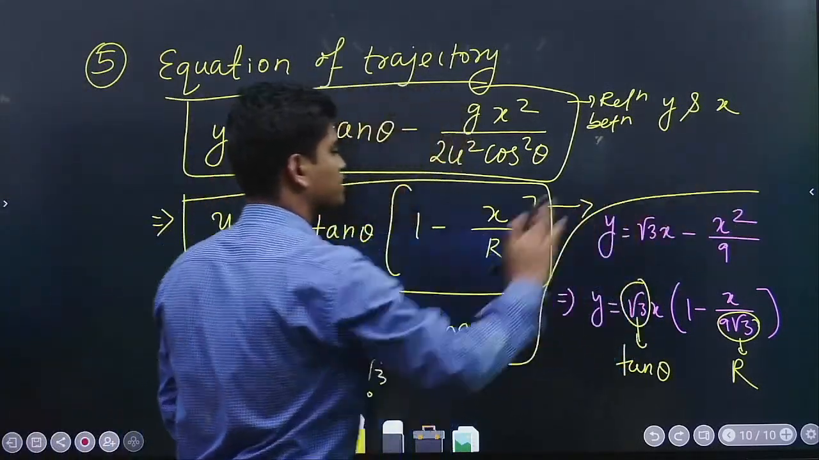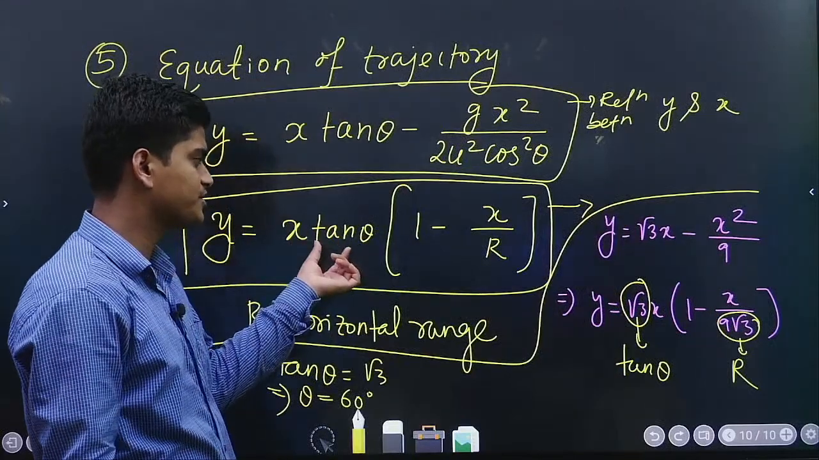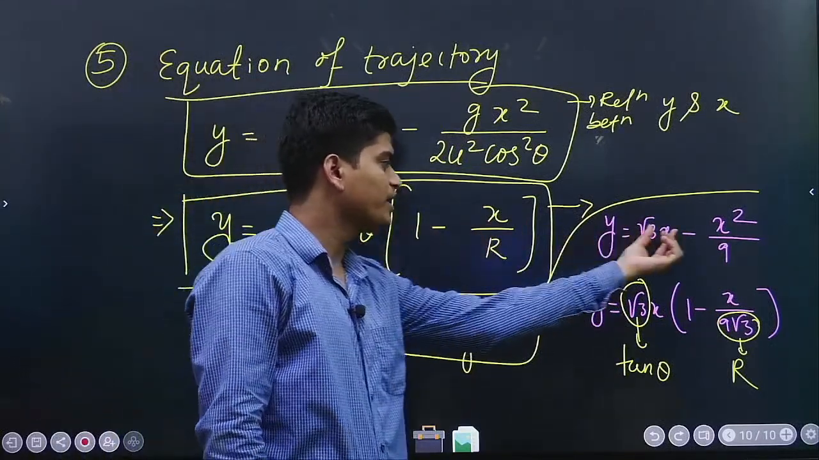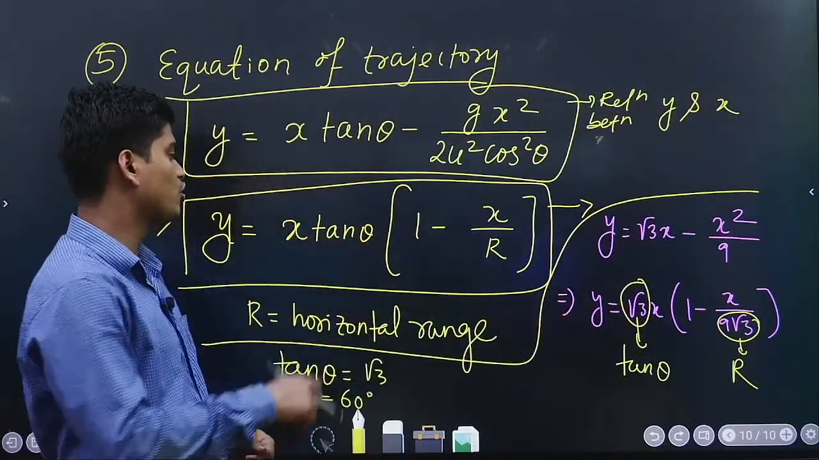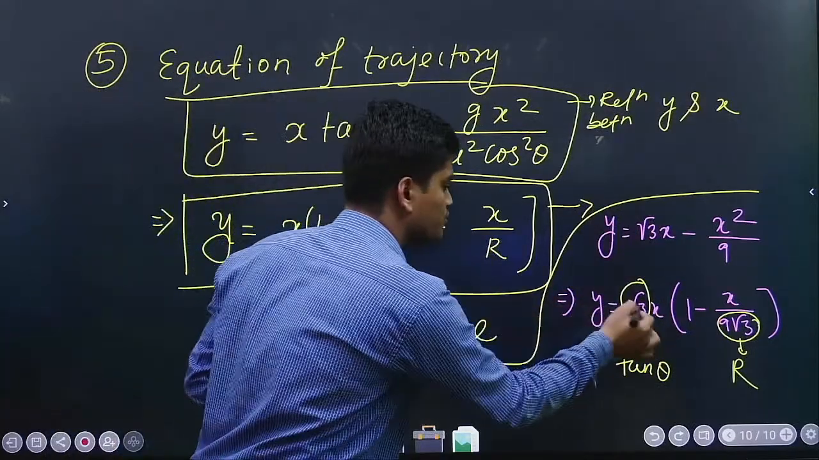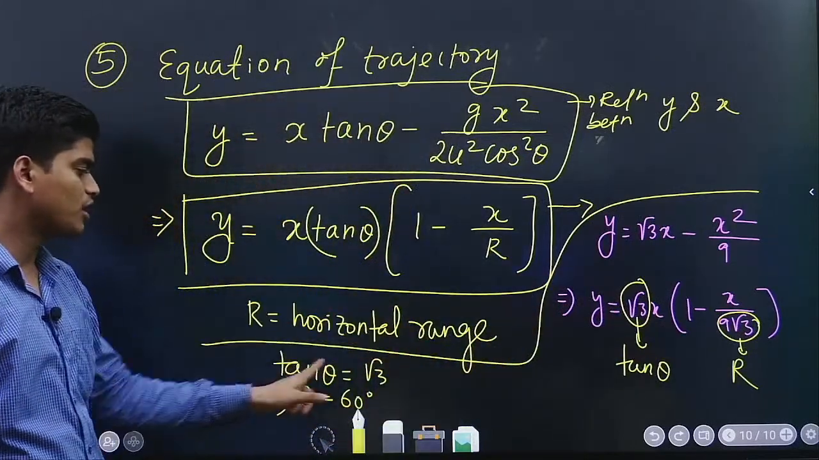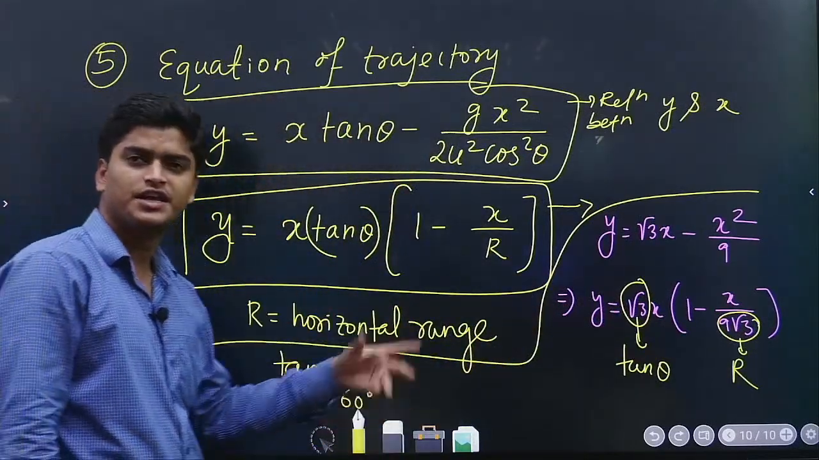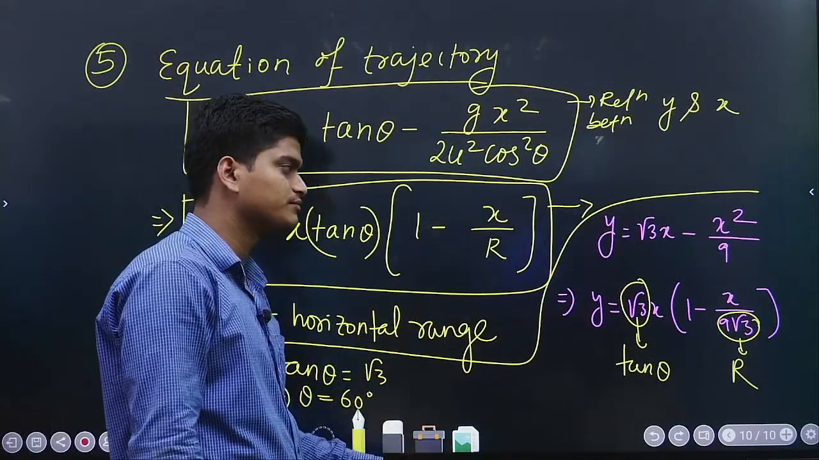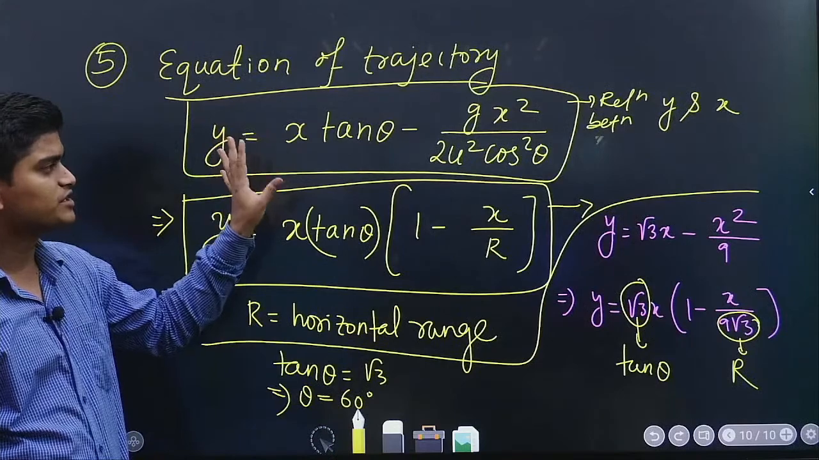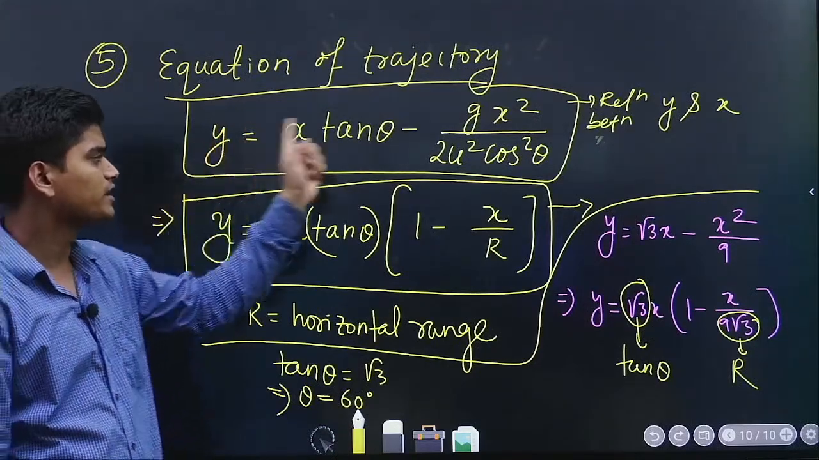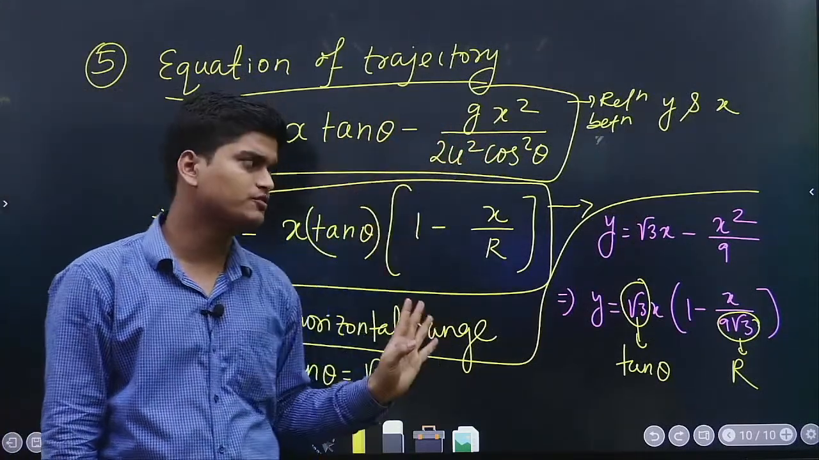Normal questions, a simple thing. You just need to know this expression, then modify it like this. These two equations are similar: here the coefficient of x is tan theta, and here the coefficient of x is root 3. Now tan theta equal to root 3, then theta equal to 60 degrees. Easily you are calculating the angle of projection. This was just an example. And remember, this is a parabola equation because y and x square are there.